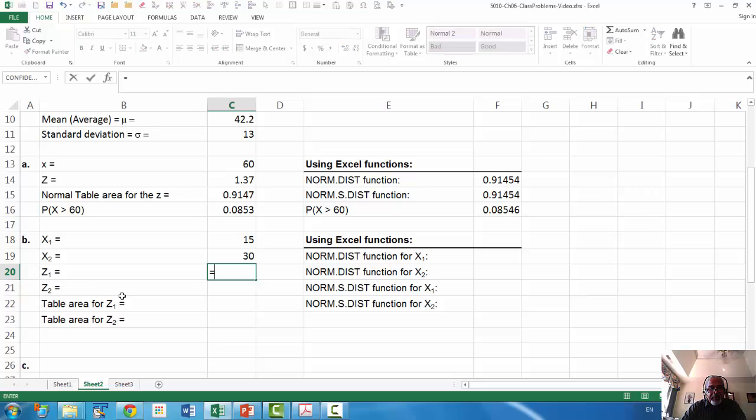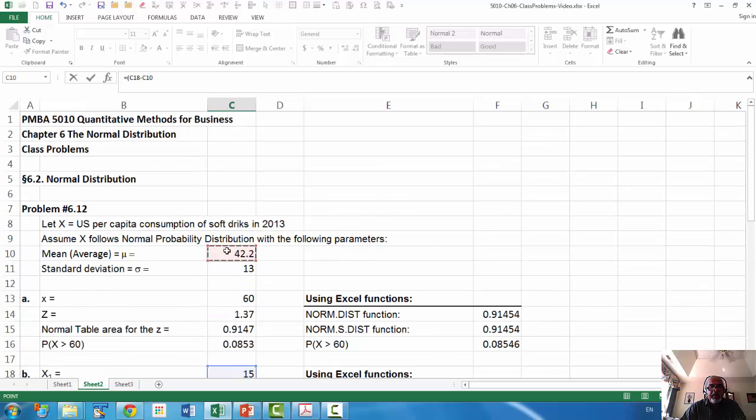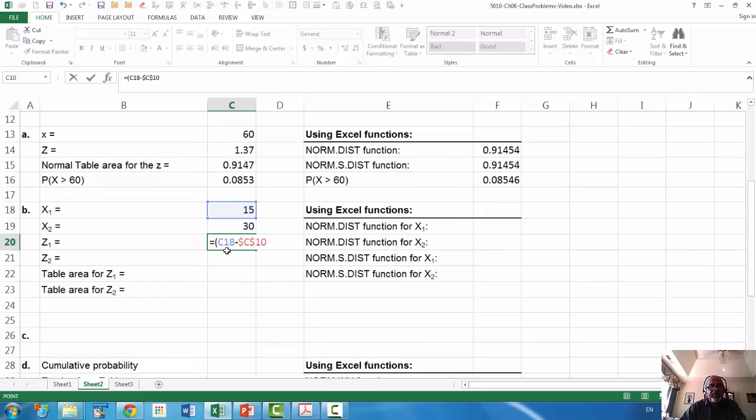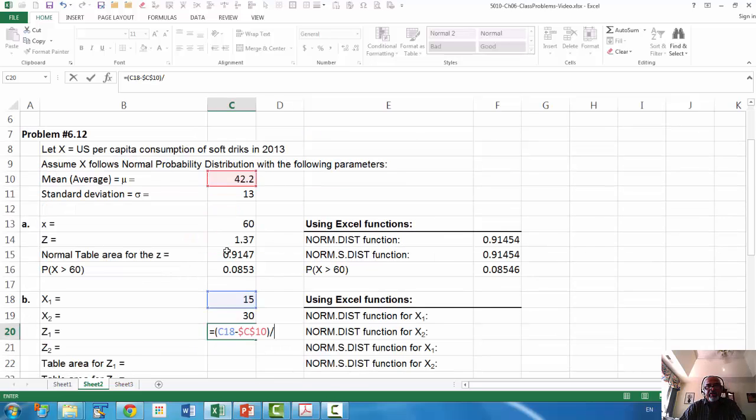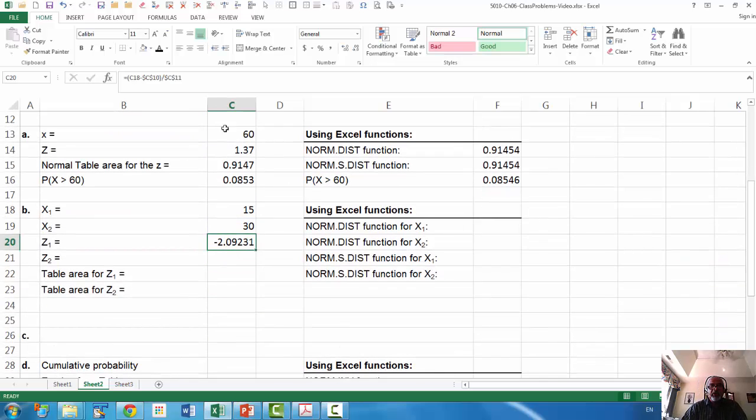So we have X sub 1 minus the mean, let's make that absolute reference, divided by the standard deviation, make that absolute reference as well. Then we can copy this down. So you get minus 2.09 and minus 0.94. Now we can use these two with the normal table.